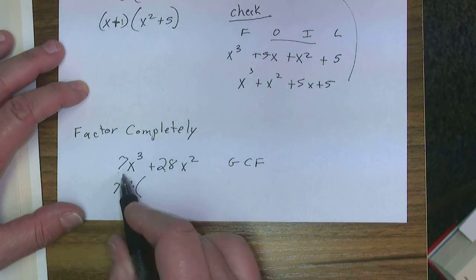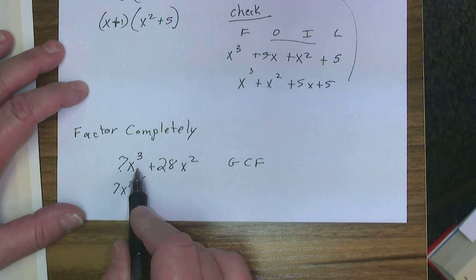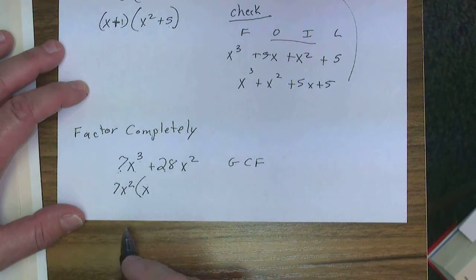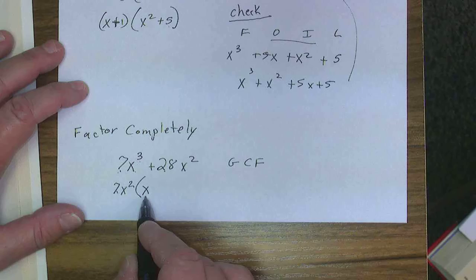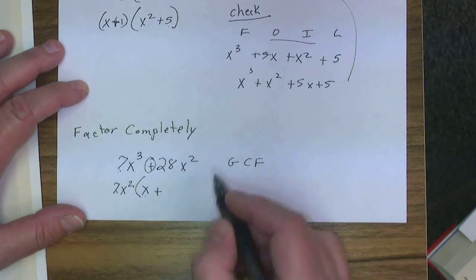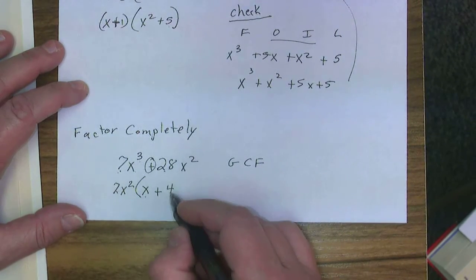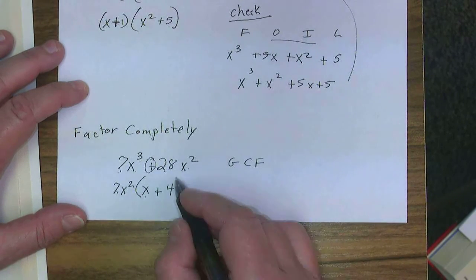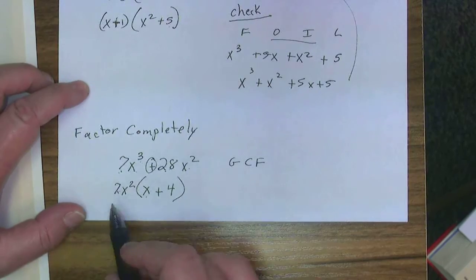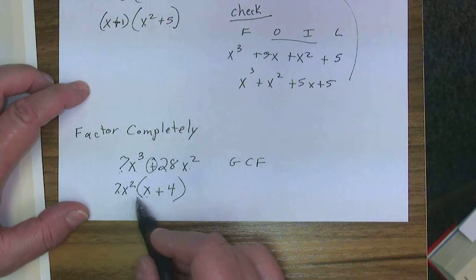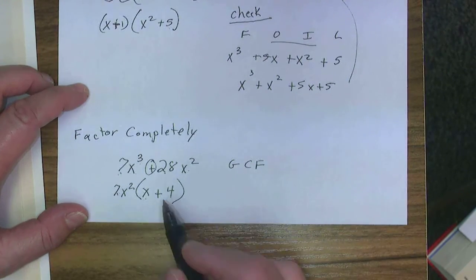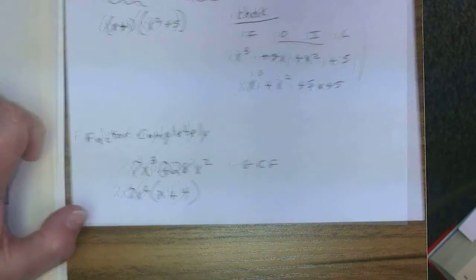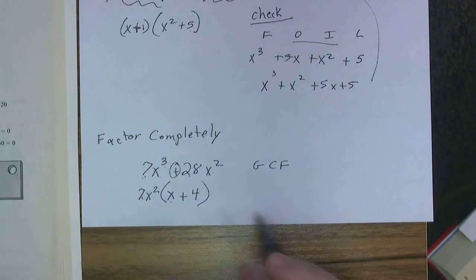If I take that out of each one, I'm taking the 7 out. I'm going to take 2 of the x's out, so I'm left with x. That gives me 7x squared times x plus. If I take a 7 out, I have 4, and I took the x squared out. So if I remultiply that, 7x cubed plus 28x squared, that is the original problem, and nothing else can be factored completely.